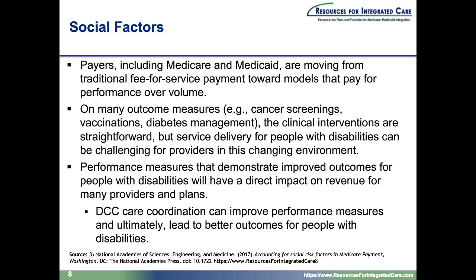A wide range of social factors can lead to poor health outcomes for people with disabilities. Many people with disabilities rely on programs such as Medicare and Medicaid for their health coverage. These programs are undergoing extensive redesign, particularly moving from fee-for-service to value-based models. As a result, payers are becoming more focused on outcome measures like cancer screenings and diabetes management. This change in focus has downstream effects on the healthcare system and care delivery.